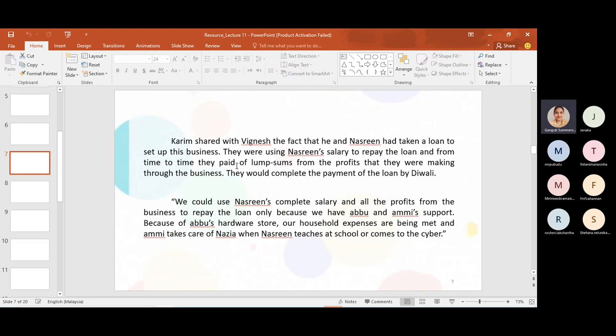Karim also tells Vignesh that he took a bank loan to set up his business. Karim is basically using his wife Nasreen's salary to repay the loan. So to open up this business, Karim has taken a loan from a bank, and he is repaying this loan by using his wife's salary.